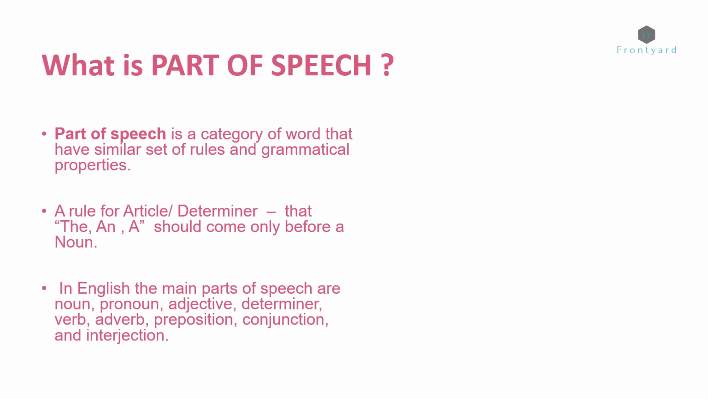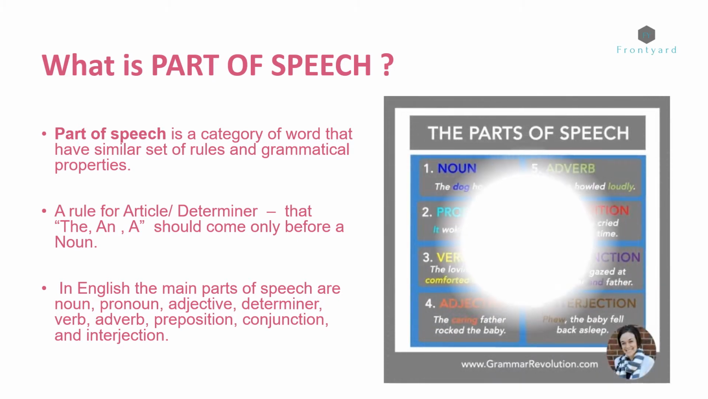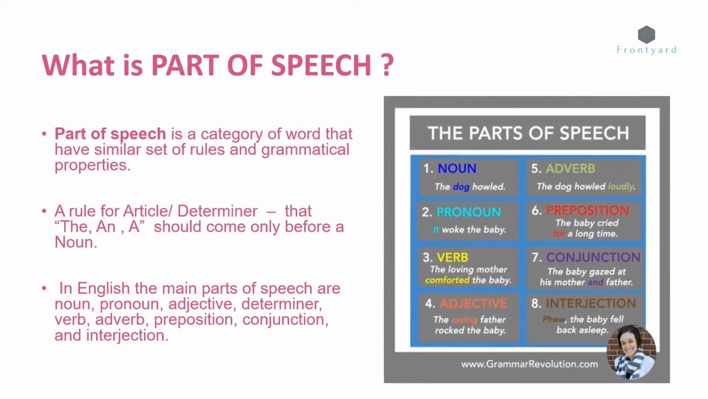An example for a rule is for article or determiner: the words the and a should come only before a noun. In English, the main parts of speech are noun, pronoun, adjective, determiner, verb, adverb, preposition, conjunction and interjection. There are some more parts of speech, but they are not as commonly used as these.